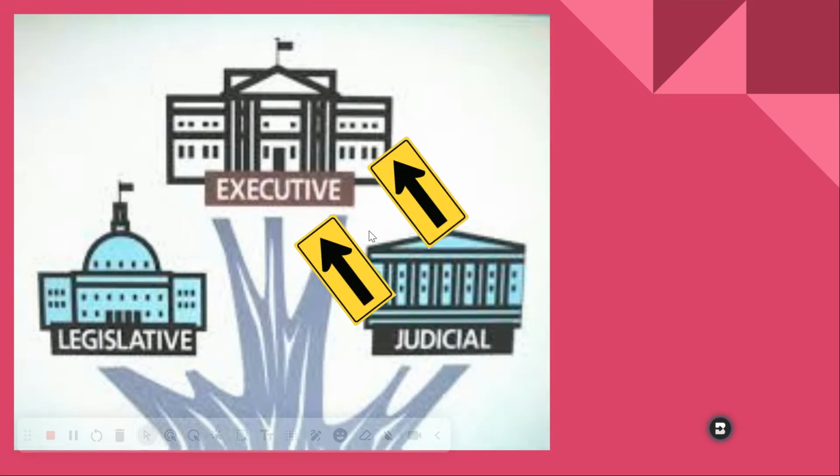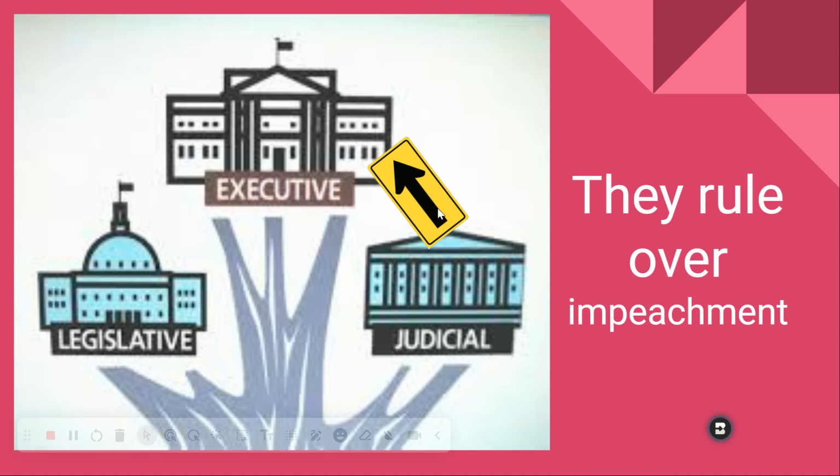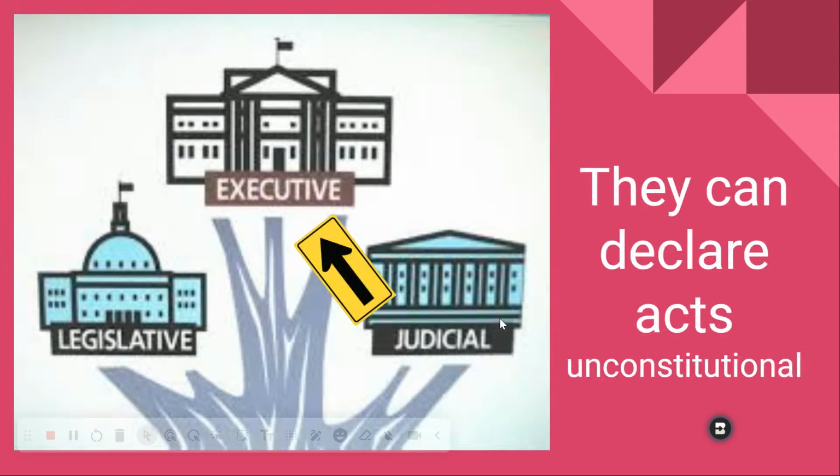But how can the judicial branch check the power of the executive branch? There are actually 2 ways. First, they can rule over an impeachment trial. So let's say that we think that the president's a bad guy or a bad woman. The judicial branch gets to sit over the impeachment trial, and it has to be proven that they did a bad job. Another thing is they can declare acts that the president does unconstitutional. So that way, if you have a bad person as president, the Supreme Court can make sure that those things are checked. Now answer your last question.